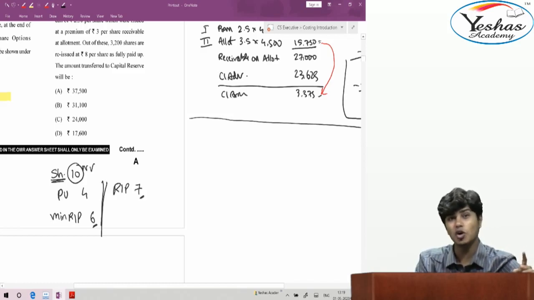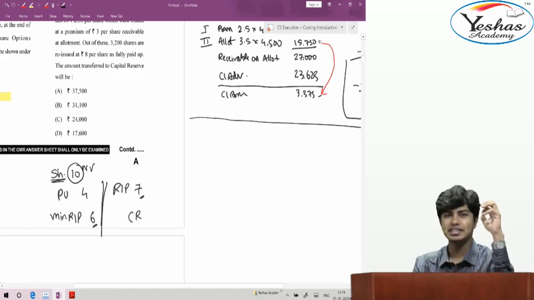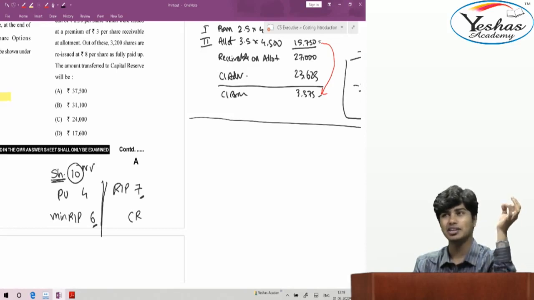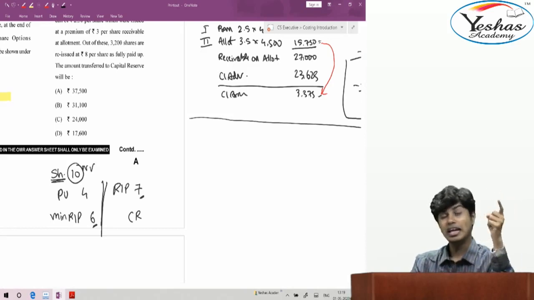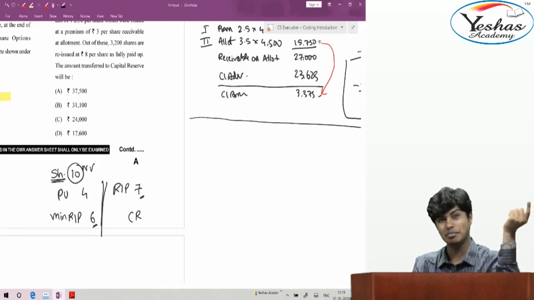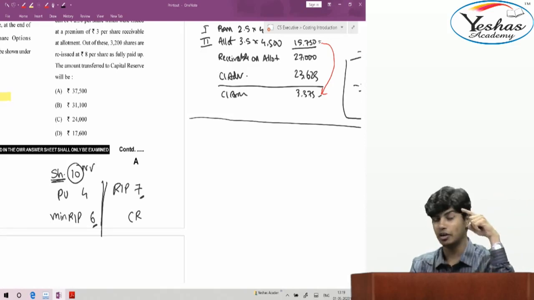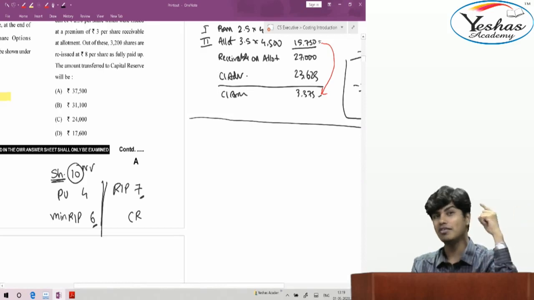1 rupee. That 1 rupee will go to capital reserve. You get that? So we have defined this as: the amount to be transferred to capital reserve is the balance remaining, the amount collected over and above the minimum reissue price till the nominal value. If the reissue price exceeds the minimum reissue price and also exceeds the nominal value, to the extent it exceeds the nominal value, it will go to share premium.